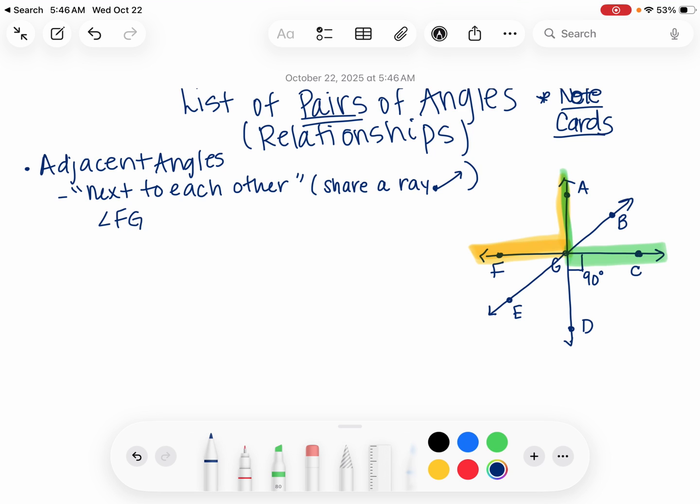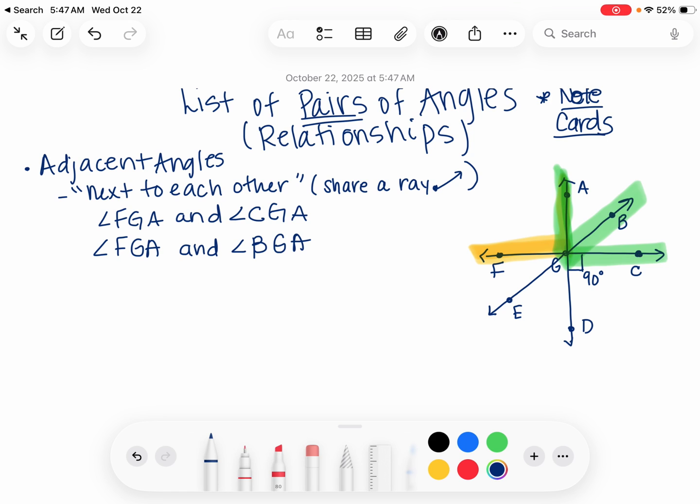Angle FGA and angle CGA. So now, why did I choose that? Or why couldn't I choose, instead of CGA, I could have also used BGA. That also works. As long as, if you can notice, the part that they're sharing is this right here called AG, right? That's the part that's going to be connecting them. So it could also be angle FGA and angle BGA.